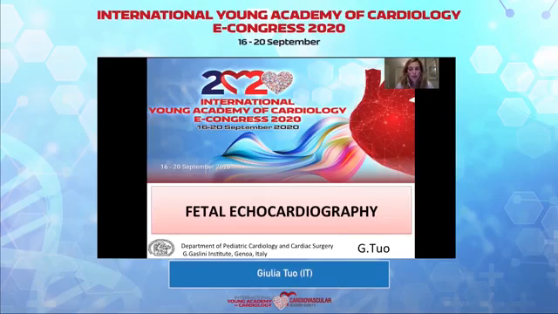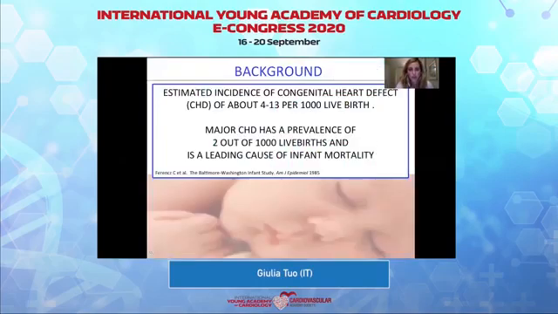I'm going to talk about fetal echocardiography. And first of all, I want to remember that the incidence of congenital heart disease is about 8 out of 1,000 live births, and that the major congenital heart disease has a prevalence of 2 out of 1,000 live births, and that the cardiac anomaly is still a leading cause of infant mortality.